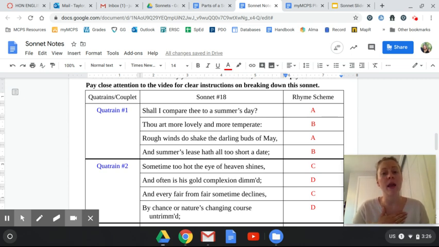Shall I compare thee to a summer's day? Thou art more lovely and more temperate. Rough winds do shake the darling buds of May, and summer's lease hath all too short a date.